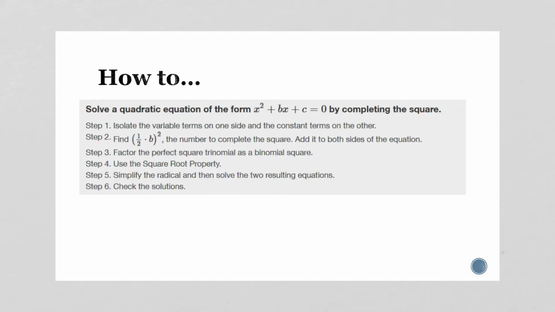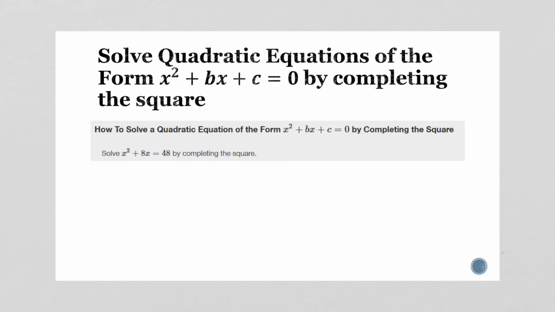Now, if you want to actually solve a quadratic using the completing the square method, you're going to do those steps that we just did, and then starting at step 4, we're going to use the square root property like we did in the last lesson, and then you keep doing what we did in the last lesson. So let me show you what I mean by that.